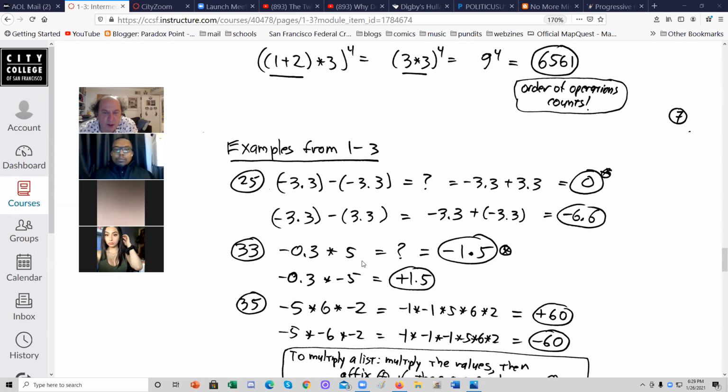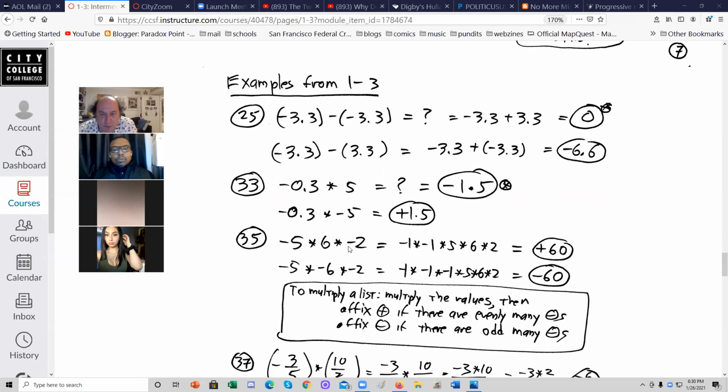Here we have negative 0.3 times 5. There's only one negative there, so the result is a negative, negative 1.5. Negative 0.3 times negative 5, a minus and a negative cancel out. Odd, even, and so on. So it's plus 1.5.